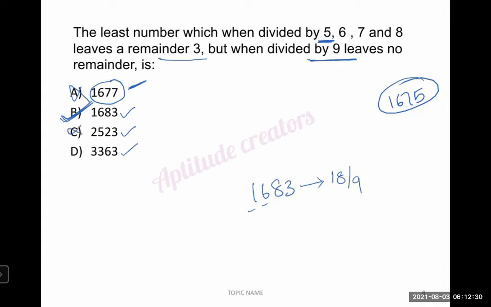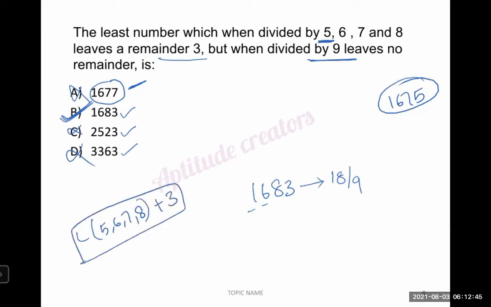Eliminate other options. No need to waste your time in the exam by using the LCM method. LCM of 5, 6, 7, 8, and after that you will get the remainder equal to 3. Adding the remainder at the end. No need to go with it.